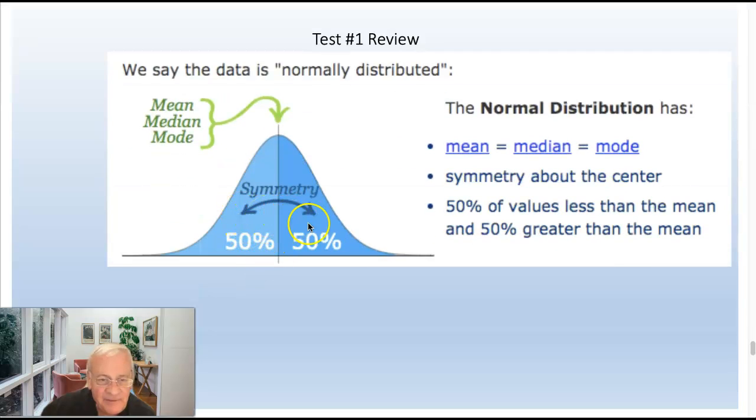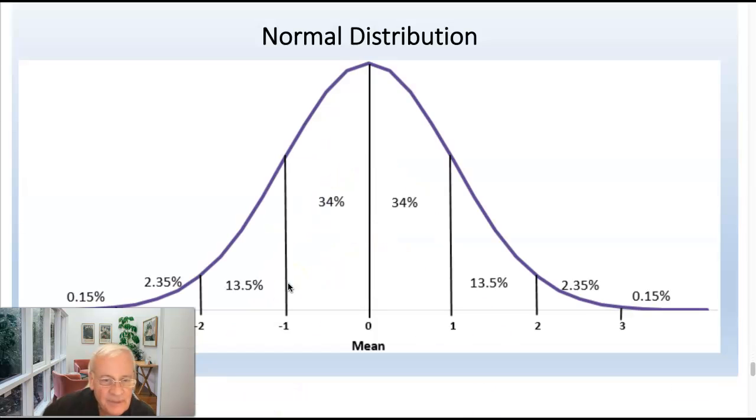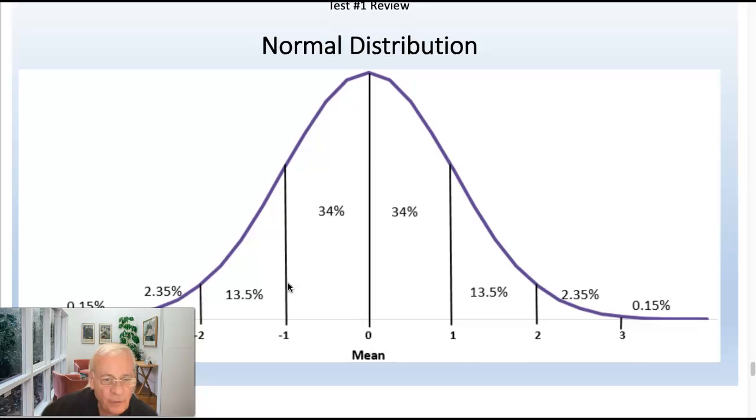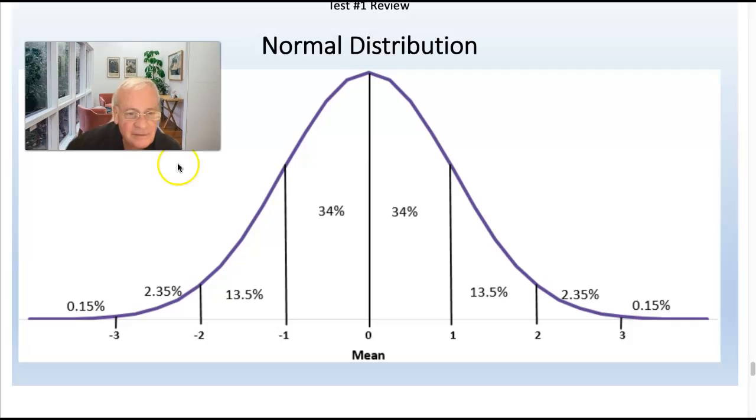It's 50-50 on each side of the mean in terms of how many data points. And the mean, median, and mode are about the same. All right? It's a very important part of normal distribution right here. Okay, let me get myself out of the way so you can see it.